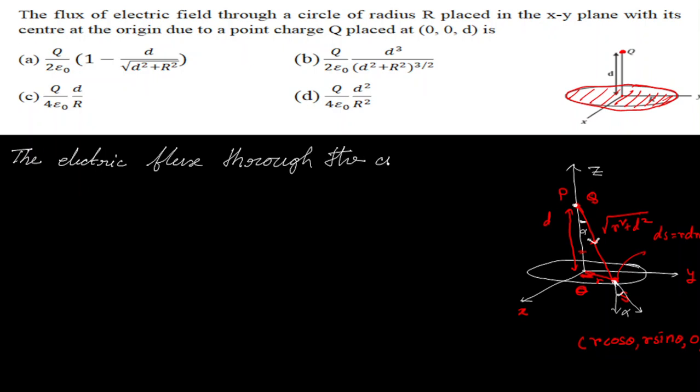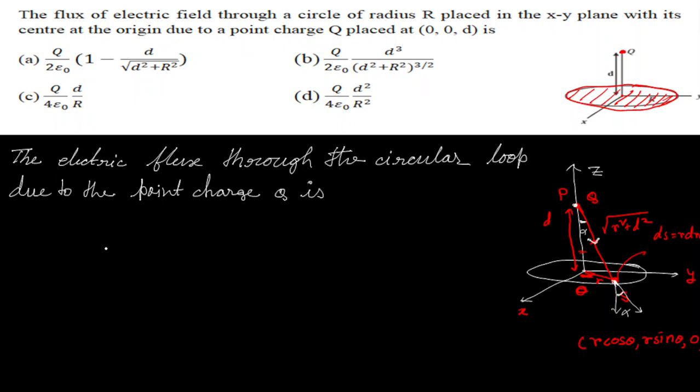through the circular loop due to the point charge Q is flux phi equals to, what we have to do, first we have to calculate the electric field at the position where we have considered the elementary area ds, and then we have to take the dot product, and after taking the dot product we have to integrate over the surface of the circular loop.